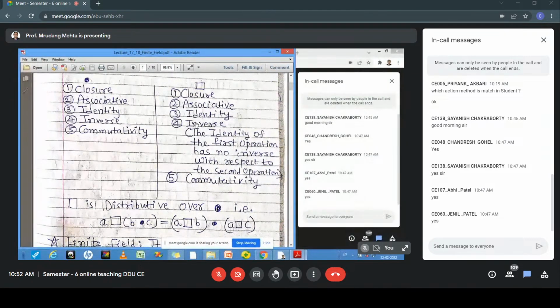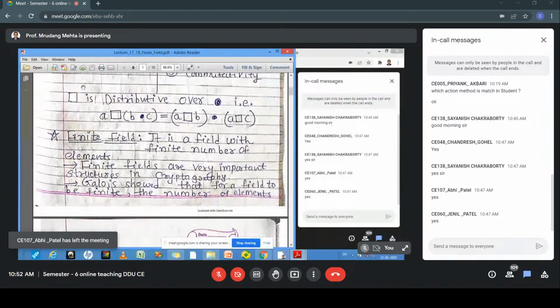For the second operator, all the properties hold except the inverse of the identity element of the first operator. The identity of the first operator doesn't have an inverse in the second operator, right? So the identity of the first operation has no inverse with respect to the second operation, right? So this is the relaxation.